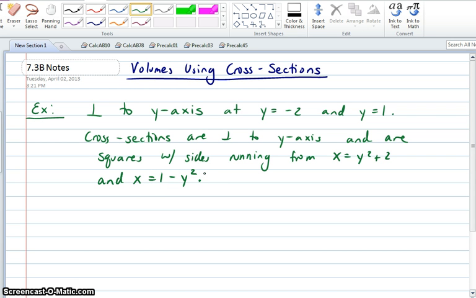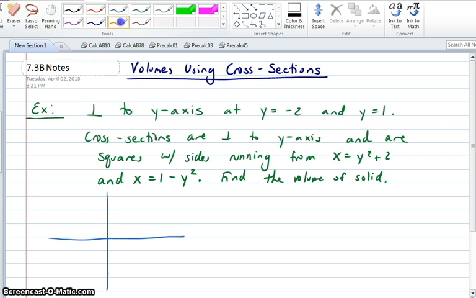Okay, so we want to find the volume of the solid that's created by all these facts here. So we have a base that's going to be determined by running the sides between y squared plus 2 and 1 minus y squared from y equals -2 to y equals 1, with the cross sections being squares with the sides running between those two graphs, x equals y squared plus 2 and x equals 1 minus y squared. So as usual, let's take a look at the graph.